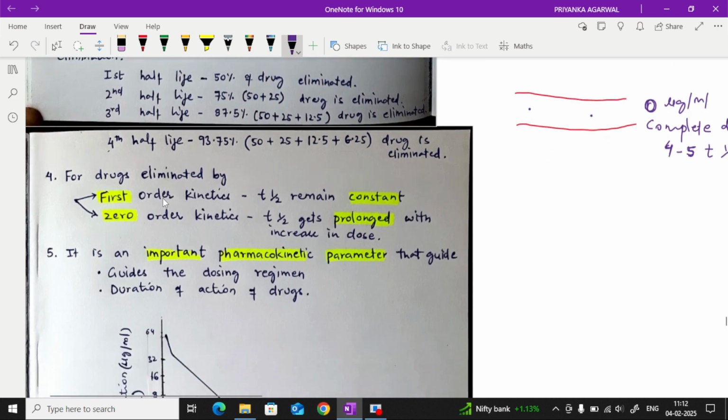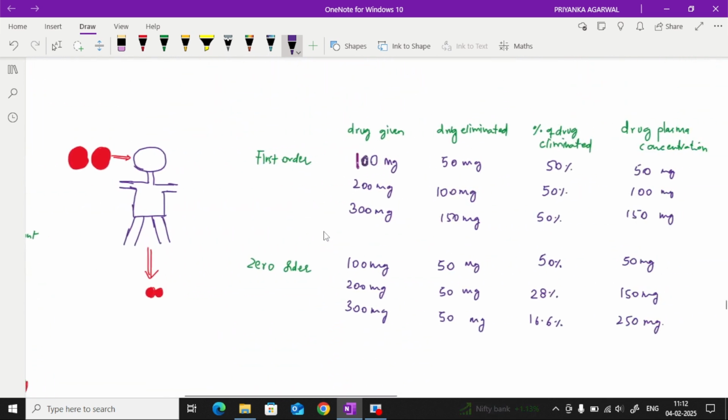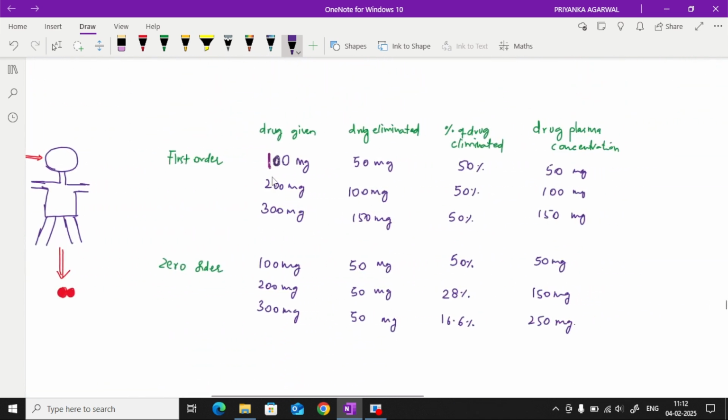So when you compare first order and zero order kinetics, in case of first order kinetics, T half remains constant, and in case of zero order kinetics, it is prolonged. Now the question is why? So let's go back to our same example. In first order kinetics, you can notice that a constant percentage of drug is eliminated. Okay, so obviously T half will be constant. But in zero order kinetics, it is not the case. The same percentage is not removed, the same amount is removed.